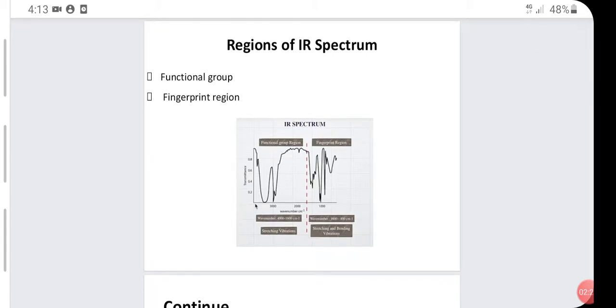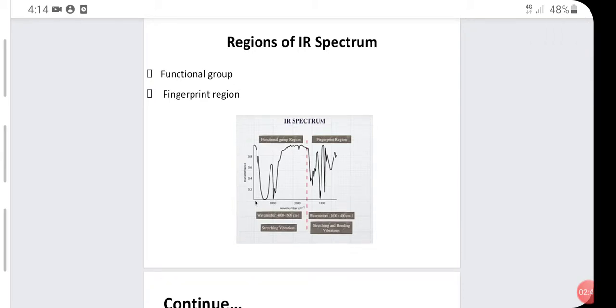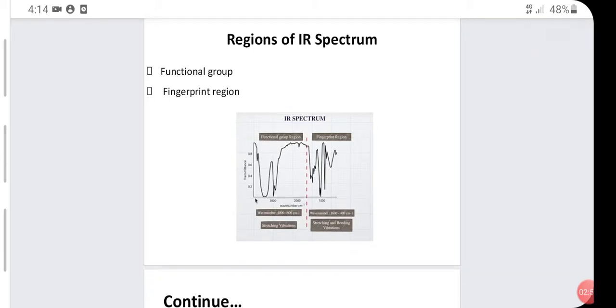The functional group region gives individual and clear peaks, while the fingerprint region gives multiple peaks and it is very difficult to identify them. The functional group region shows the stretching vibration, while the fingerprint region shows stretching as well as bending vibrations. The most important difference is that the functional group region tells about the functional group, while the fingerprint region gives information about the molecule in the sample.